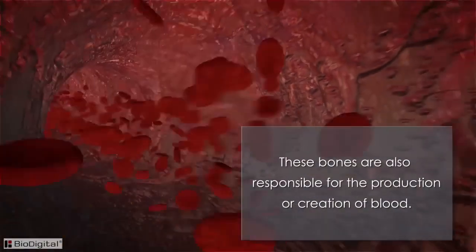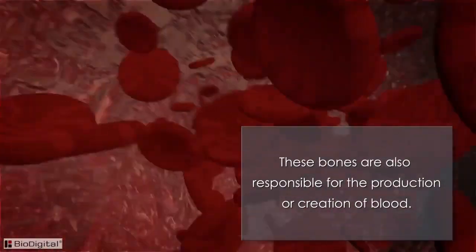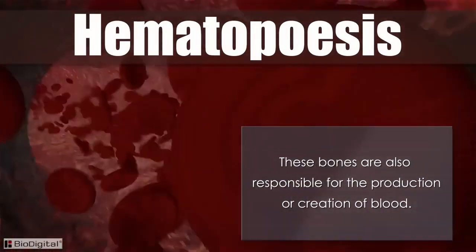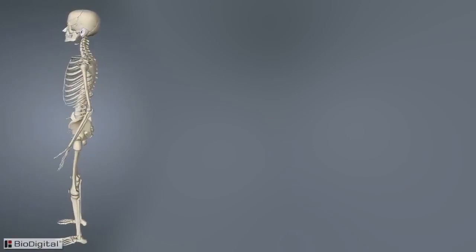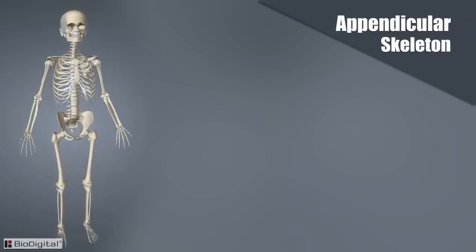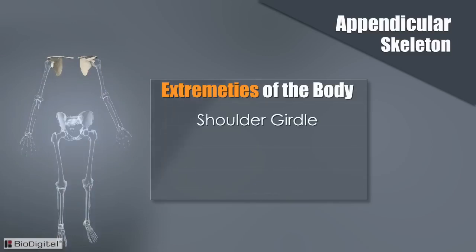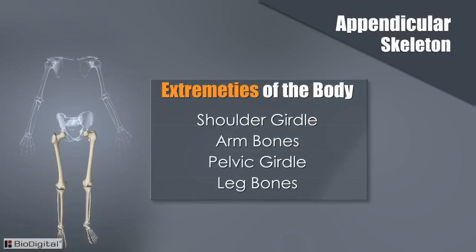These bones are also responsible for the production or creation of blood. The medical term for this is hematopoiesis. The second major section of the skeletal system is called the appendicular skeleton. This section forms the extremities of the body, which are the shoulder girdle, arm bones, pelvic girdle, and the leg bones.